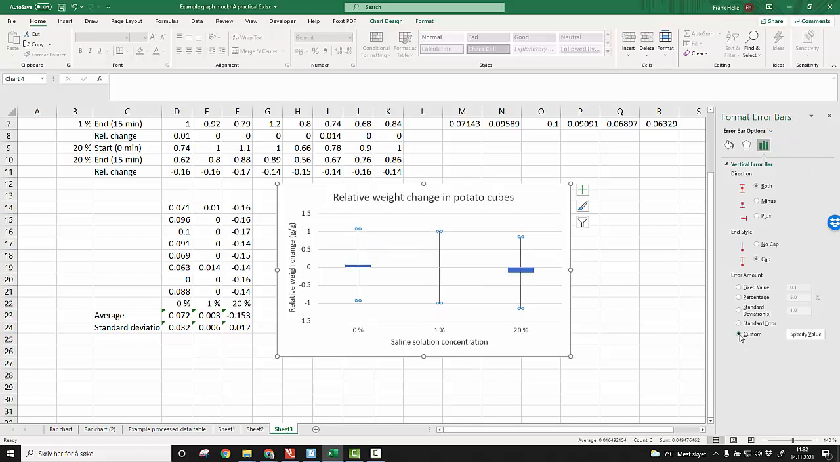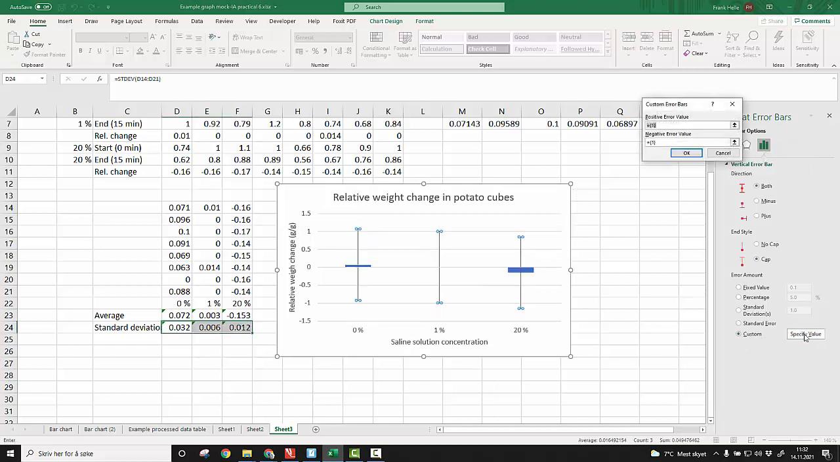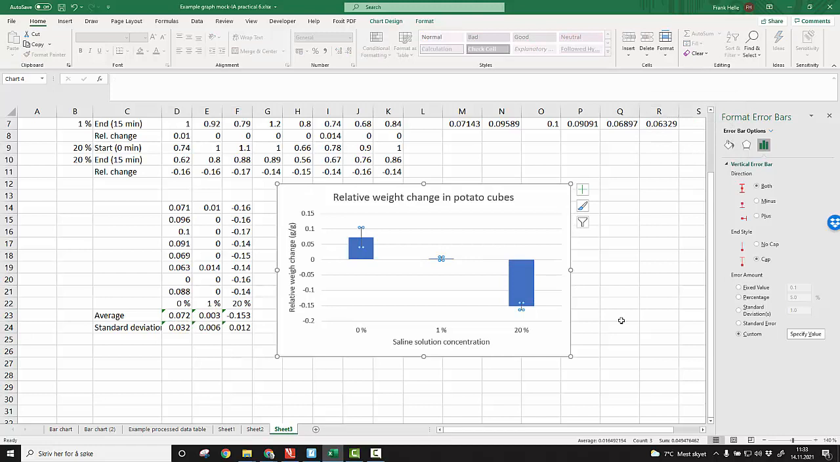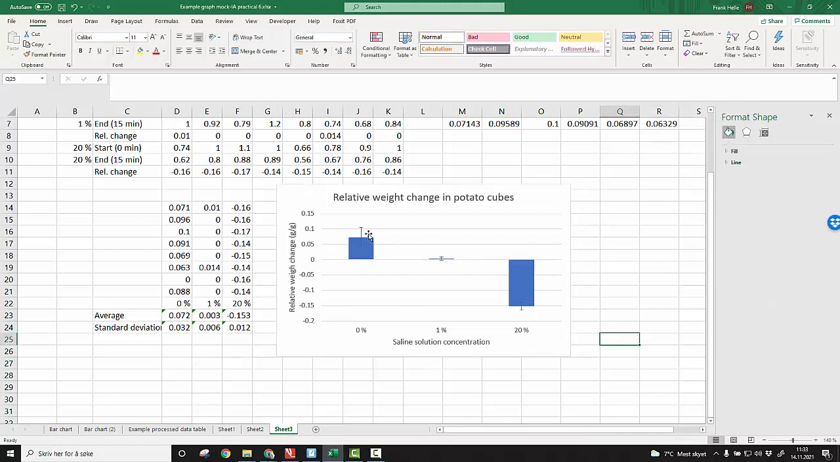And we want custom error bars, and we have to specify. We say this and this. Then we press OK. So now we see that the error bars actually reflect the standard deviation. This is kind of 0.03, which is almost 50% of this one, which is correct. For the one losing water in the hypotonic solution, you see there is much less spread in the data.